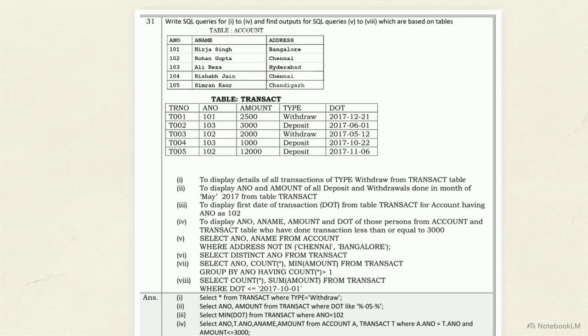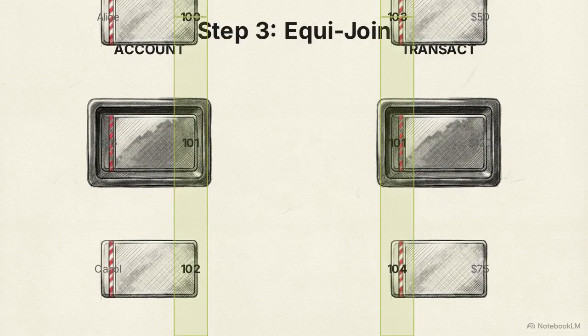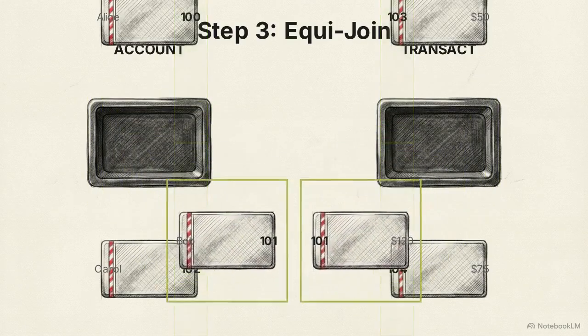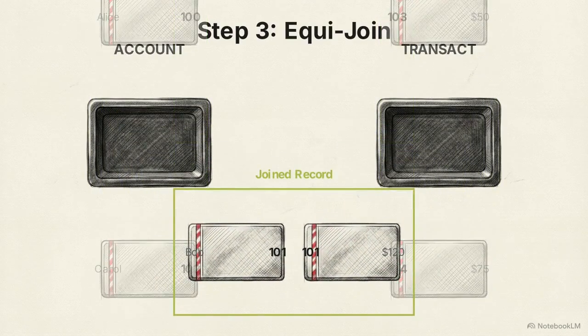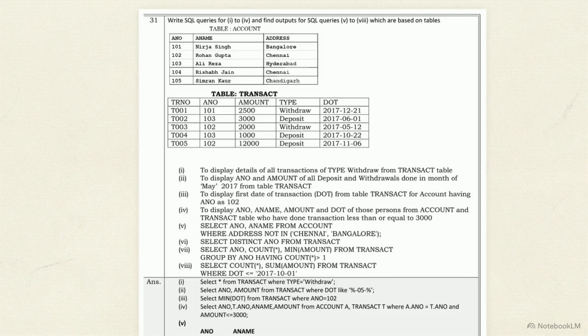We have a structural problem. If we want to know exactly who made a transaction, we can't look in the transact table. The transaction amounts are there, but the customer names are locked over in the account table. Step 3 is the equijoin. An equijoin is a SQL operation that compares a common column between 2 tables and returns the rows where those values match. Looking at both tables, they share an account number column labeled ANO. We can use this shared column to link the tables and find people whose transactions were $3,000 or less.